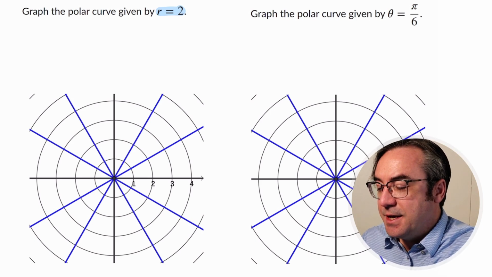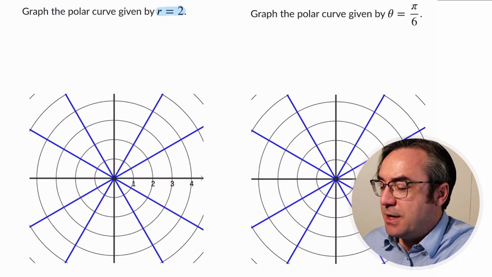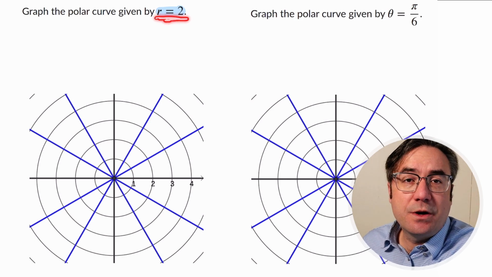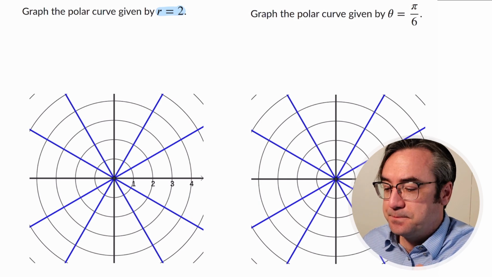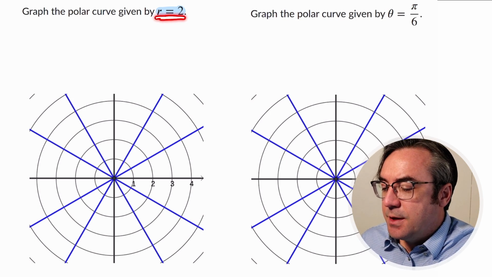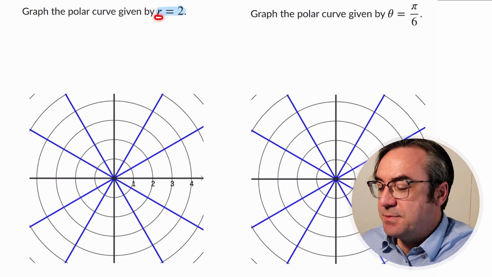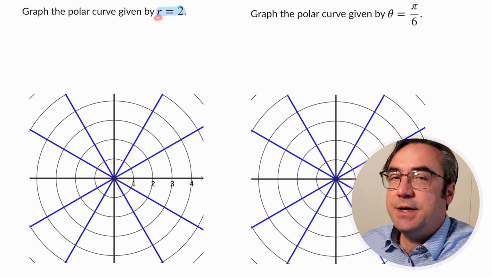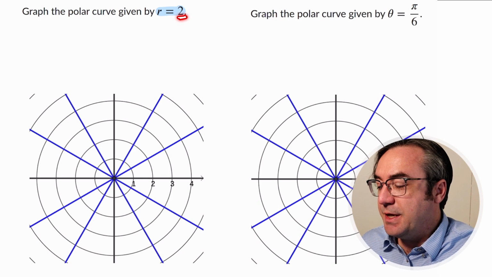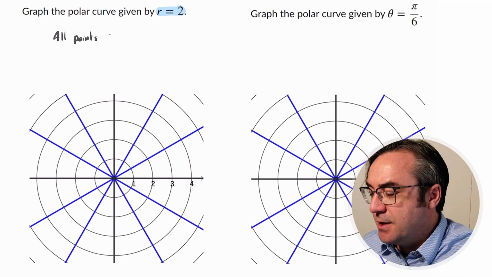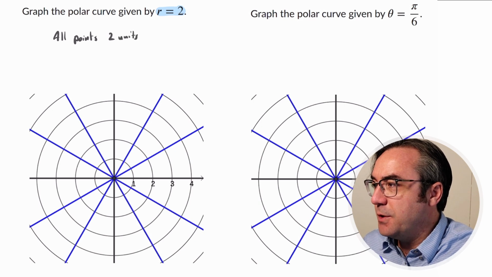What we're trying to do here is find all of the points that have a polar representation where the r coordinate is equal to 2. So if r is equal to 2, this is telling us that the distance, remember r is the distance between our point and the origin, should be equal to 2. So this is describing all points that are 2 units away from the origin.